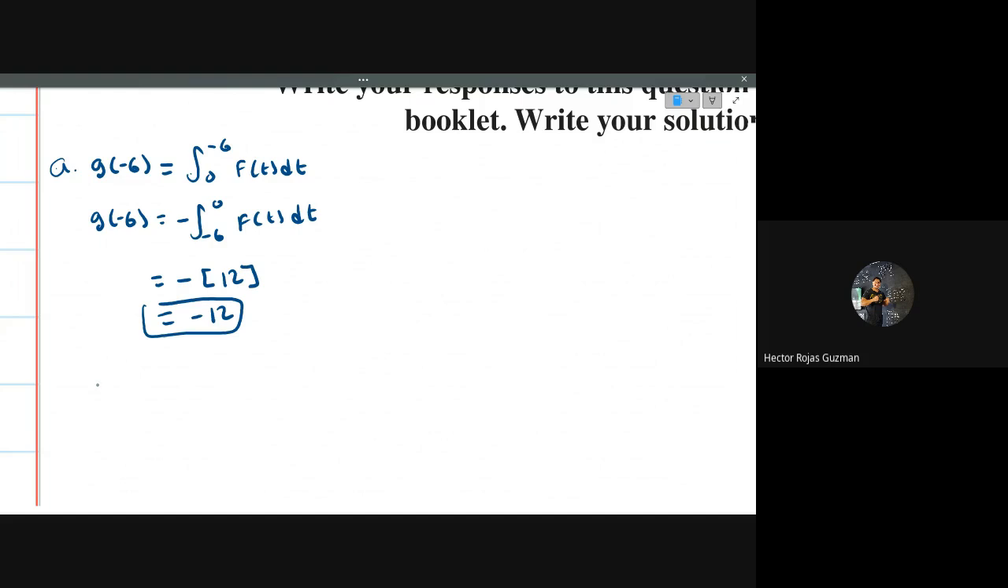Now we're going to find g of 4. That's going to be the integral from 0 to 4 of f of t dt. G of 4 equals. Now, the integral from 0 to 4, we're going to find it by calculating the area of a triangle. So we have 1/2 base times height. And that equals 4.